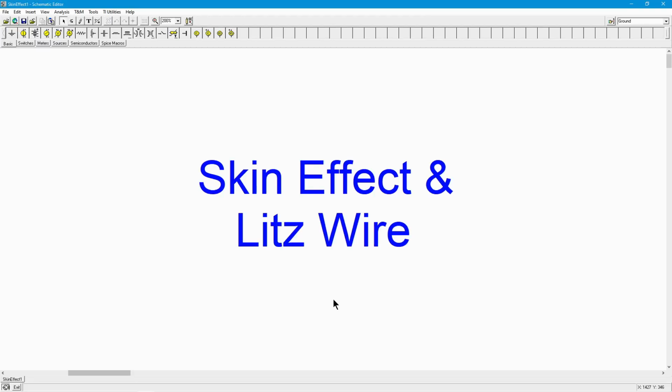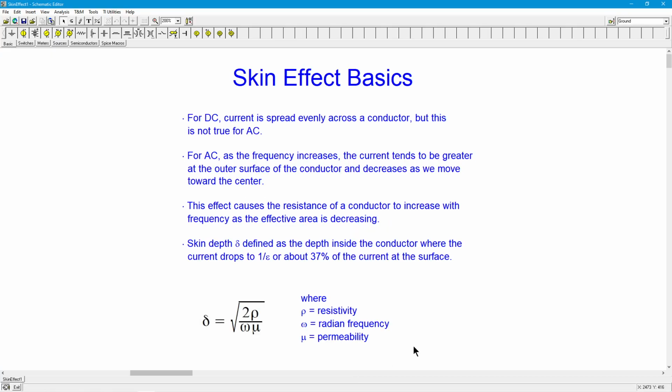Hello, folks. Now we're going to dive into skin effect and Litz wire. What the heck are we talking about? Well, let's explain what's going on with skin effect, right?